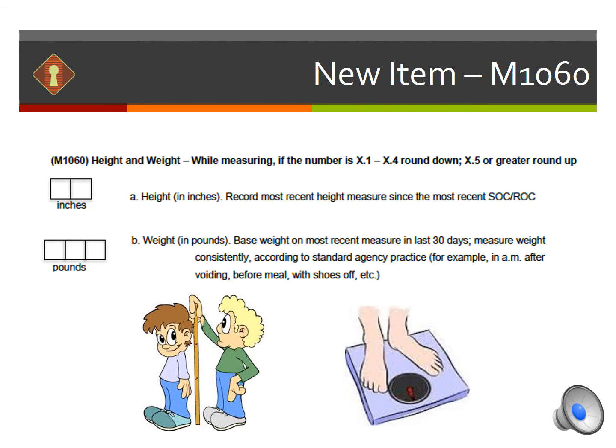The next one is kind of something we would routinely do, and I've seen routinely documented in charts for a very long time. It's now an actual OASIS item where we're going to be recording their height and weight. And it does give specific instruction with respect to rounding, so it's not getting to the umpteen thousandth possible number we could use. But I think what's also an interesting piece is the issue on the weight.